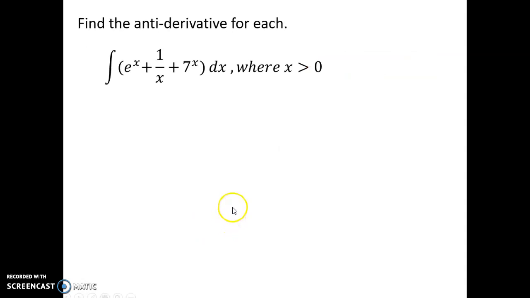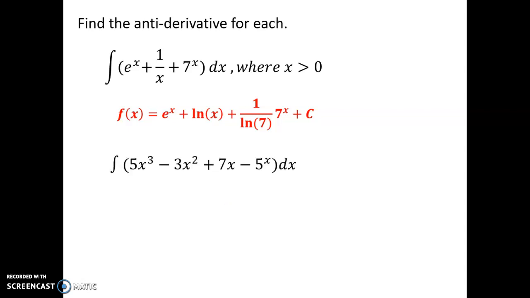Let's try another one. And we get e to the x plus the natural log of x plus 1 over the natural log of 7 to the x, plus c. This is using all of our rules. Here we have 5 times 1/4 x to the 4th minus x to the 3rd plus 7 over 2 x squared minus 1 over the natural log of 5 x to the 5th plus c. Again, just examples of using these rules.